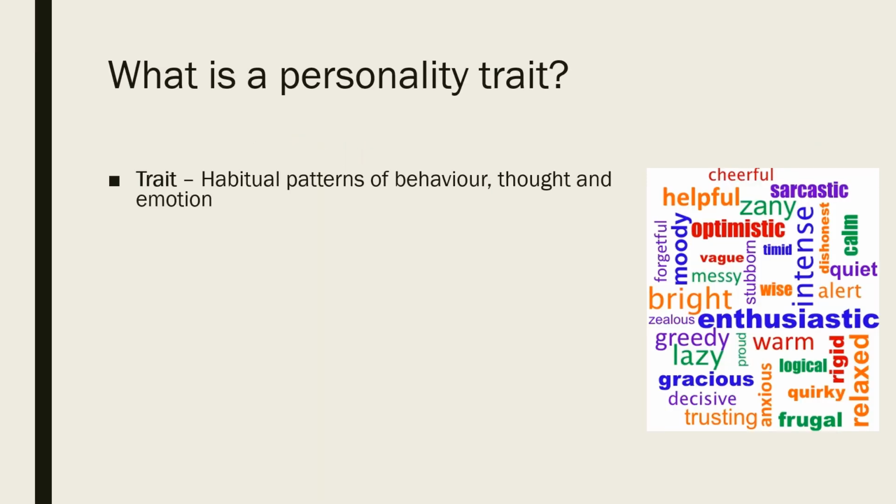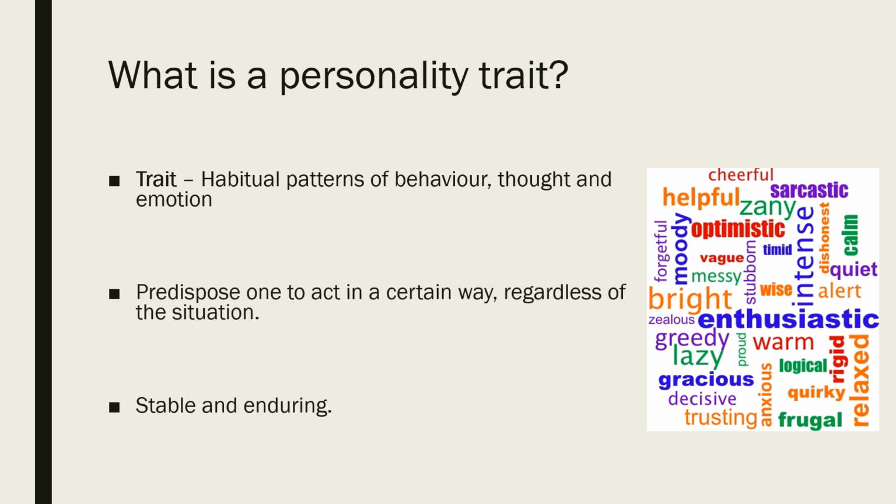The trait approach to personality assumes that behavior is determined by relatively stable traits, which are the fundamental units of one's personality. They are habitual patterns of behavior, thought, and emotion. Traits predispose one to act in a certain way regardless of the situation. They remain consistent across situations and over time, but may vary between individuals.